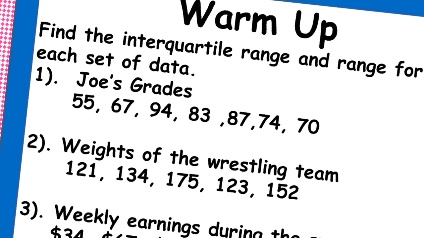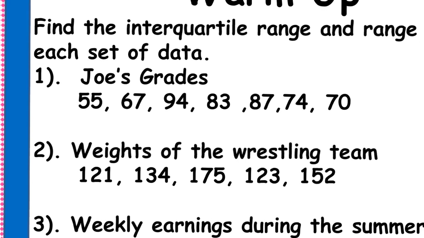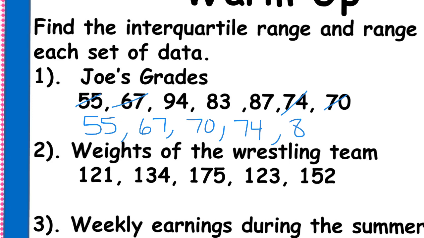So to start with, number one, we have to put our numbers in order, because they're not in order from least to greatest. So 55, 67, 70, 74, 83, 87, 94. And then I double check.